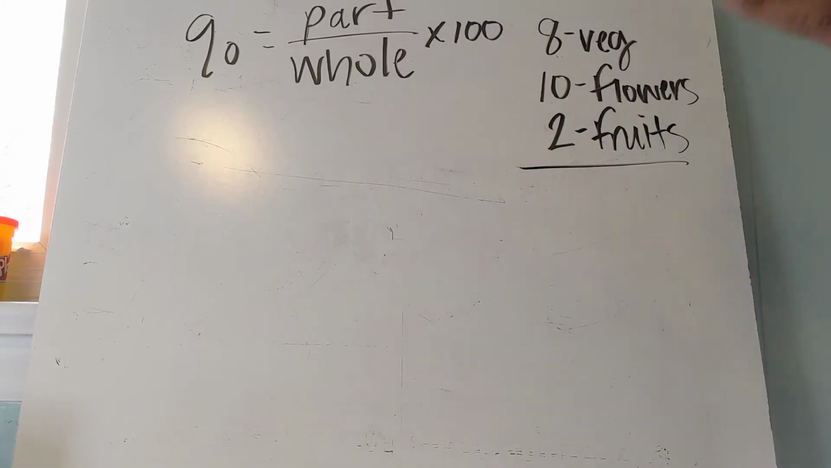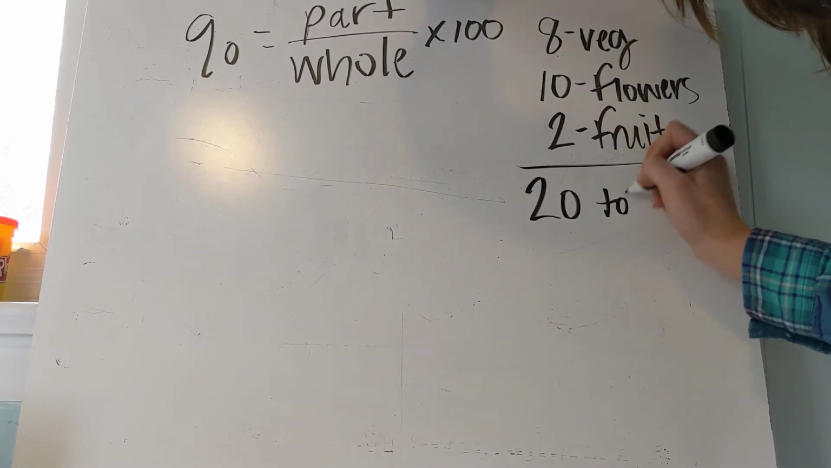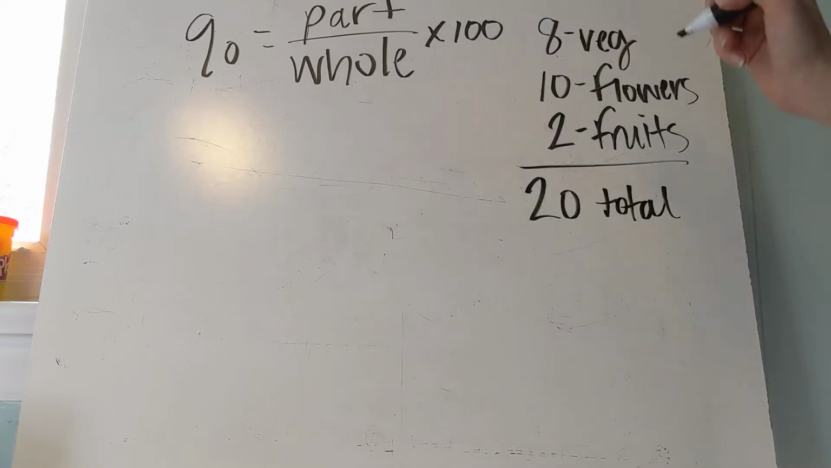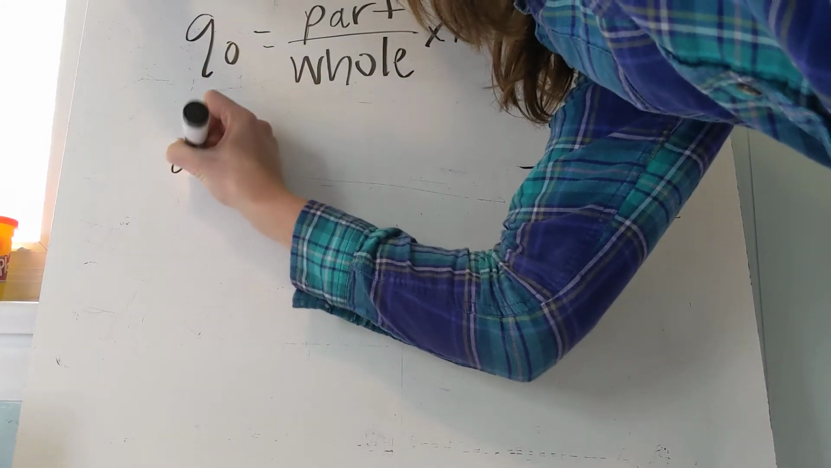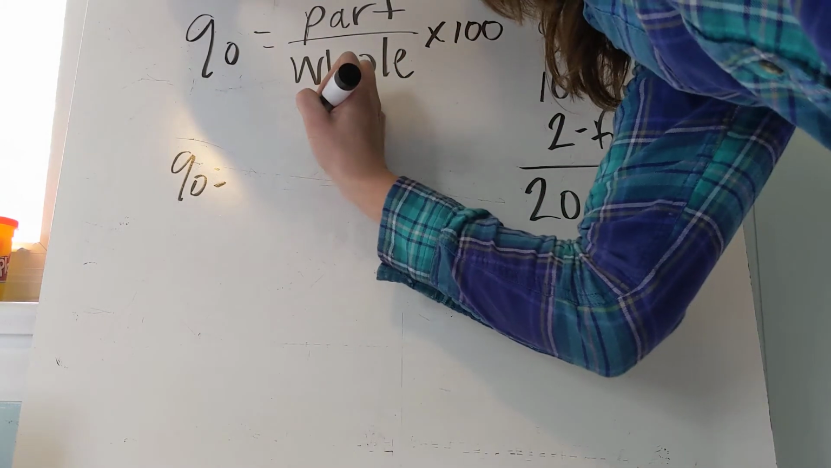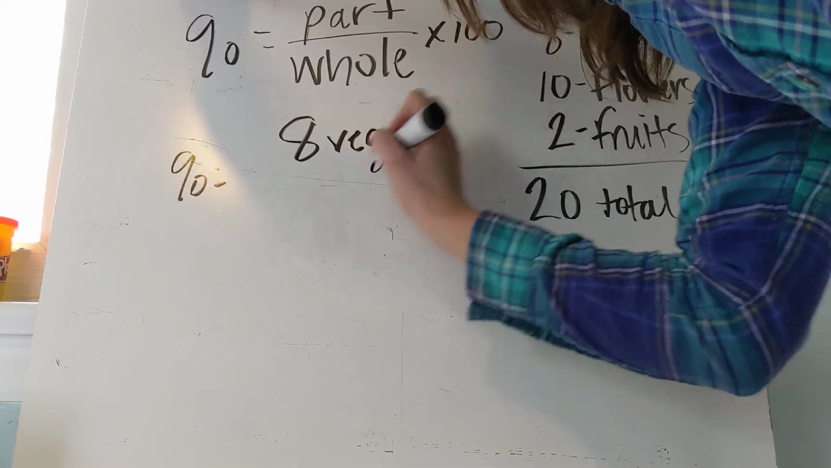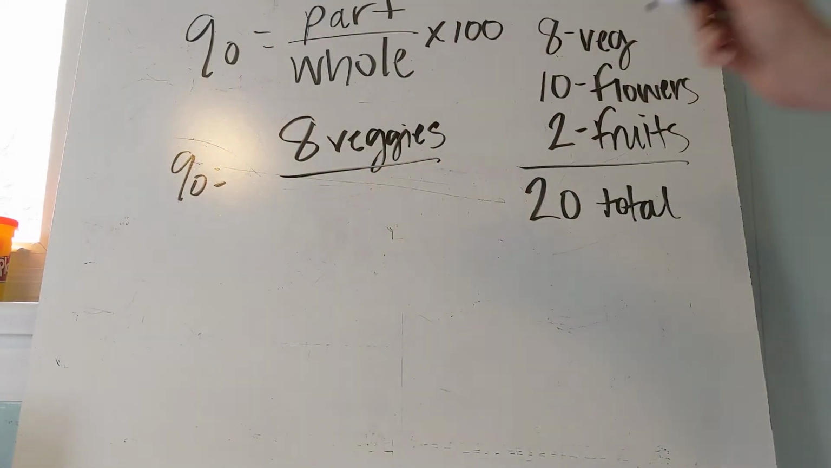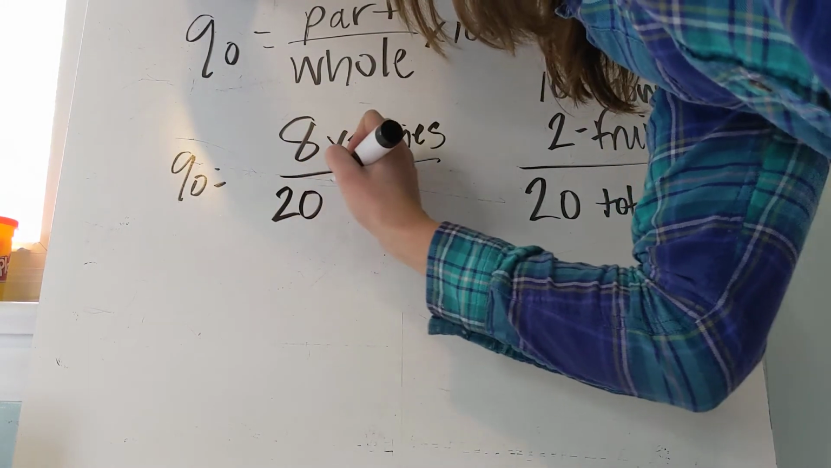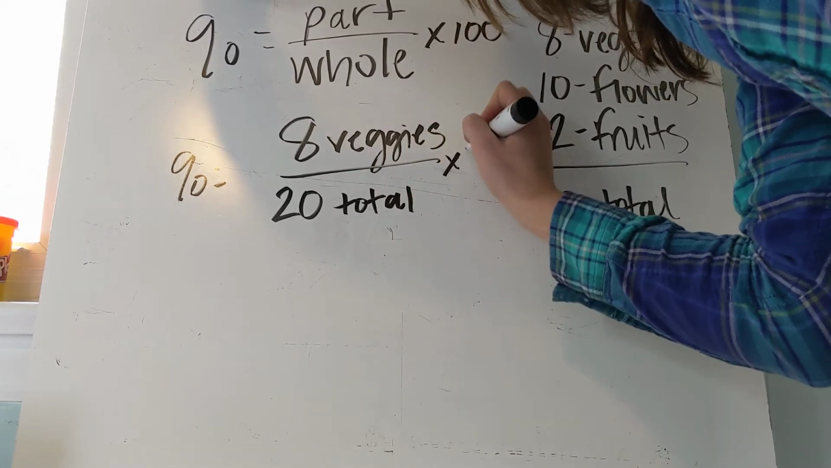So what I'm going to do is add those all up. I get 20 as my total plants. To find my percentage, I take my part. Remember, I wanted to find the percent of vegetables that I was growing. So I'm going to take my 8 vegetables, and I'm going to divide that by my 20 total. I'm going to multiply by 100.